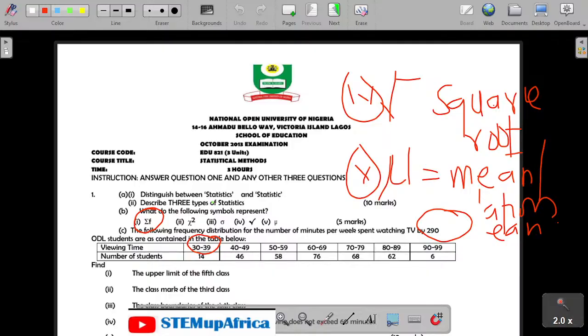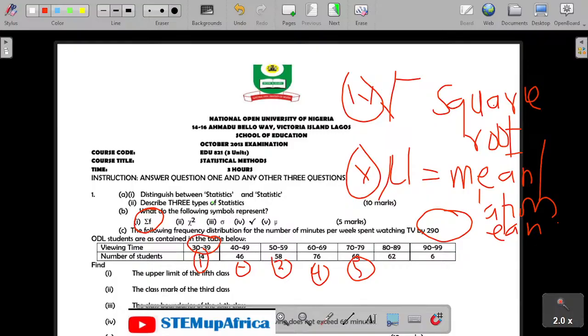Now, if you look at question Roman figure 1, the question says, find the upper class limit of the 5th class. What is the 5th class? This is the 1st class, the 2nd class, the 3rd class, the 4th class, and the 5th class. So they are asking of the 5th class, and not only that, they are asking of the upper class limit.